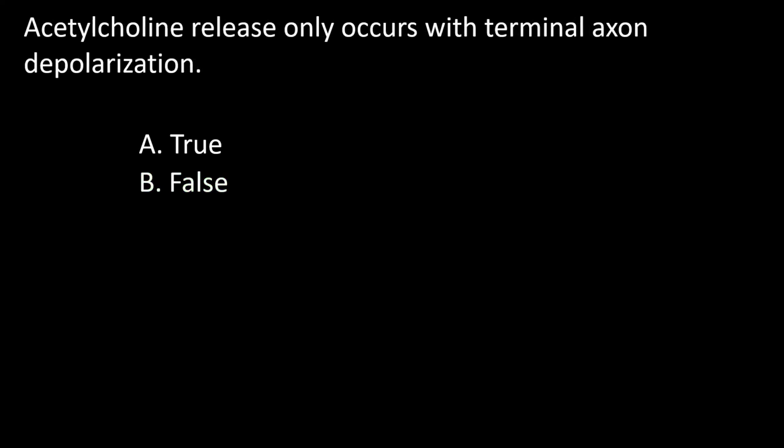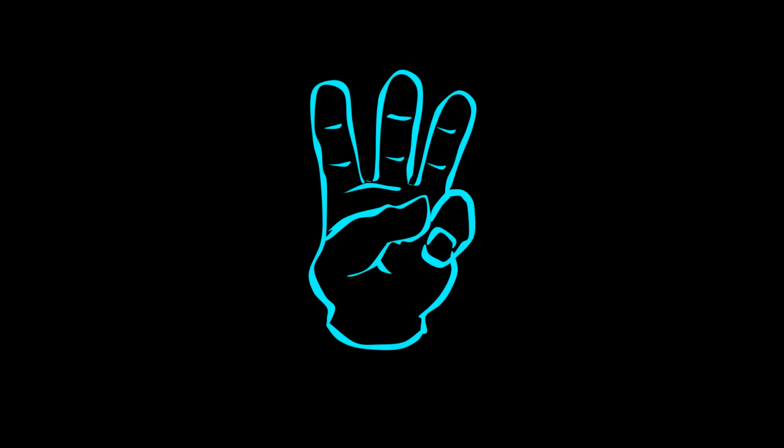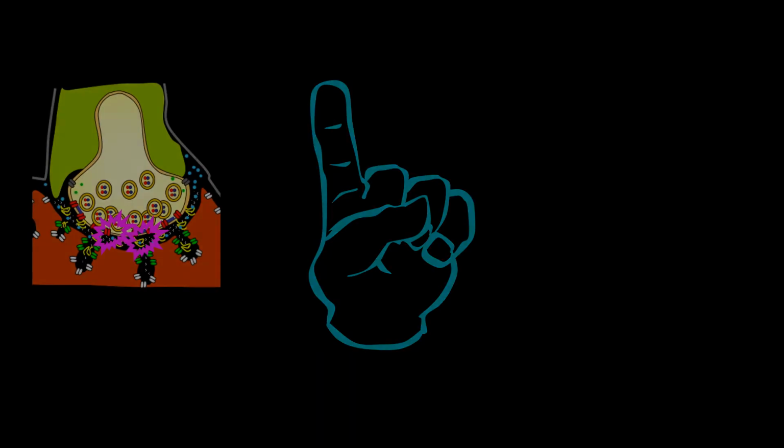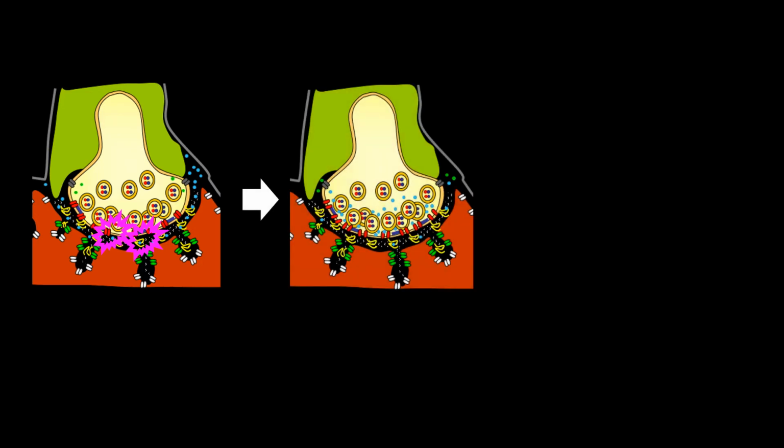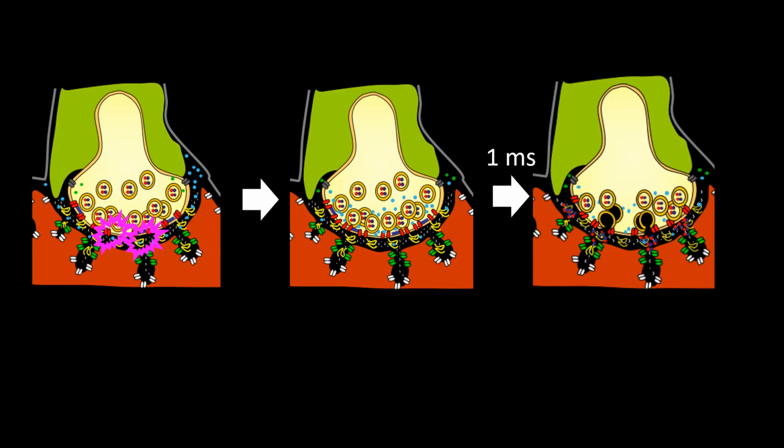Next question. Acetylcholine release only occurs with terminal axon depolarization. A, true; B, false. There are three types of acetylcholine release from the presynaptic region. Two of them are quantal release and one is non-quantal. One type of quantal release occurs following synaptic terminal depolarization. Here I have represented synaptic terminal depolarization, followed by calcium entry, and 1 millisecond later by the opening of vesicles into the cleft, and the release of about 60 vesicles of acetylcholine. Each vesicle contains 1 quanta.